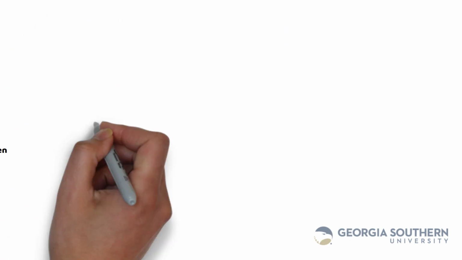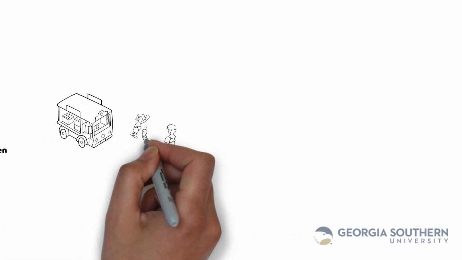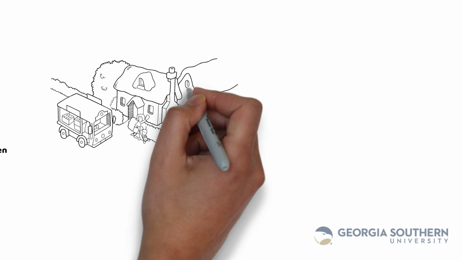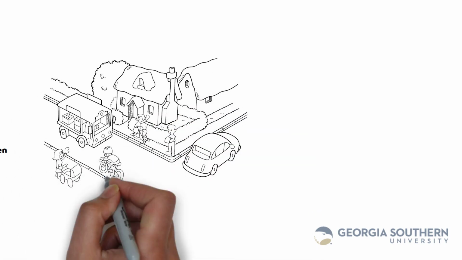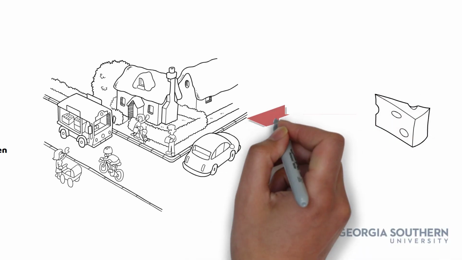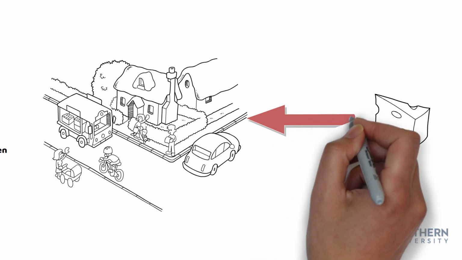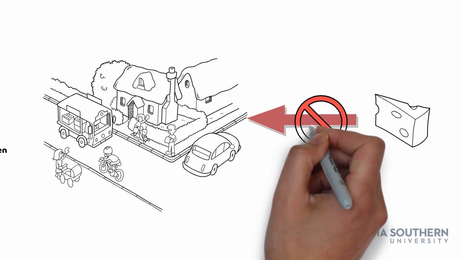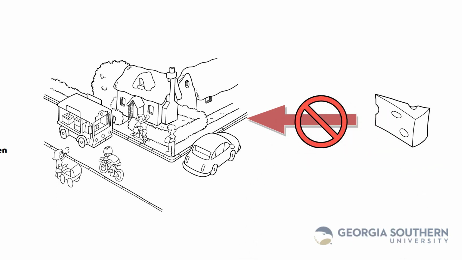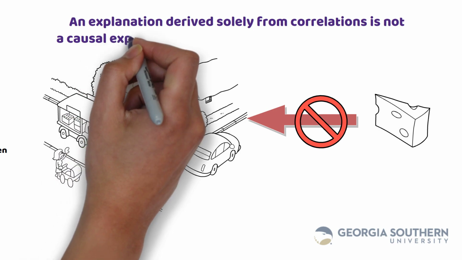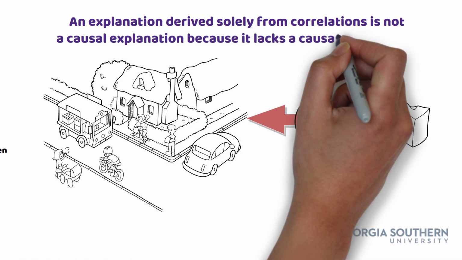Let's look at another example. In a small town, some residents are developing an unlikely form of cancer. At the same time, these residents have been exposed to a particular carcinogen from a newly introduced food. There is a correlation between 2 events, development of a cancer and exposure to a carcinogen. This correlation does not imply causation. We do not know if there is a causal mechanism that explains how and why the carcinogen causes the cancer. The cancer may be caused by other factors. From this example, we learn that an explanation derived solely from correlations is not a causal explanation because it lacks a causal mechanism.